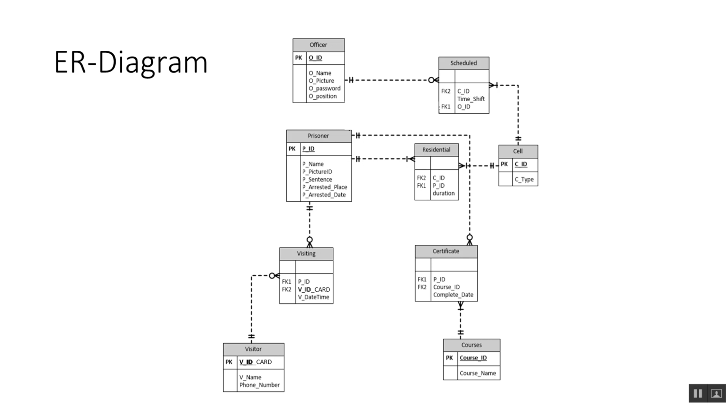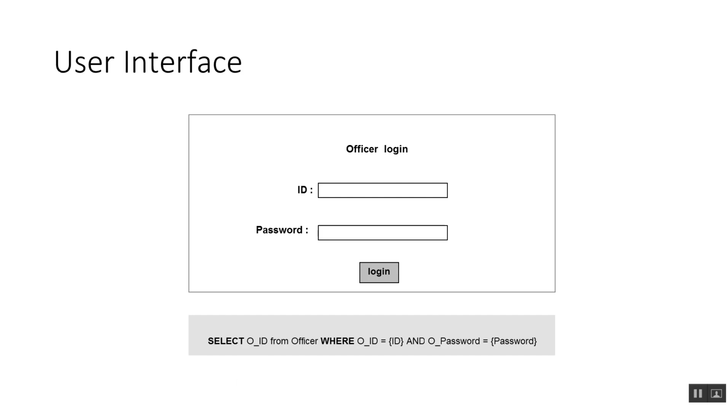And prisoner has many visitors, and the visitor table has a VID card as the primary key and has a name, phone number, and the system records the date and time when they met. Prisoner also learns courses in the prison, and the course table has the course ID as the primary key and has the course name. And the system also records the complete date of the courses that the prisoner learned in the prison.